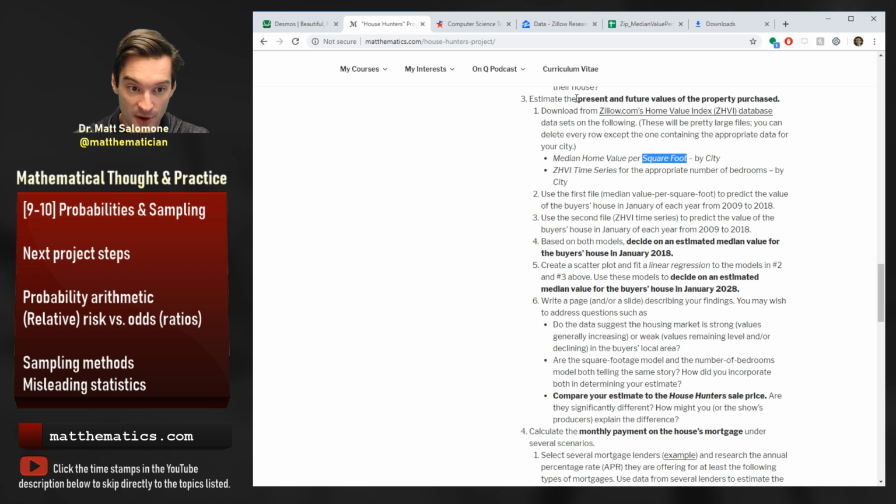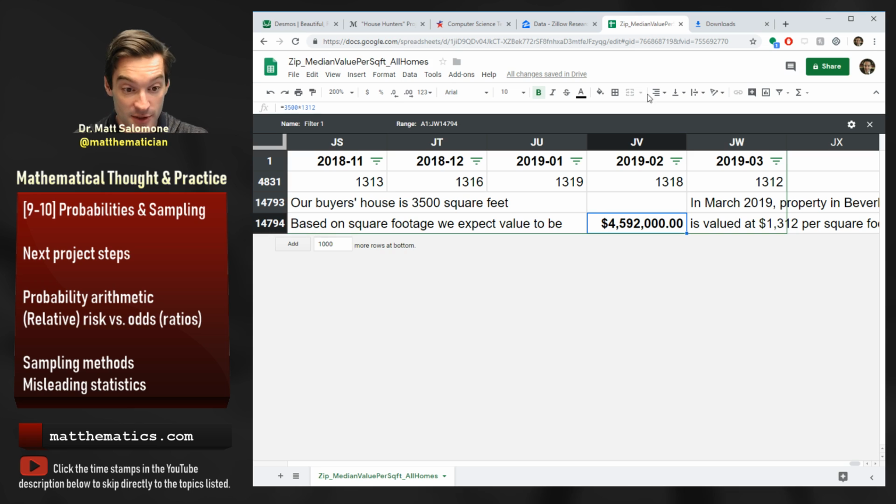Don't worry yet about this present and future value business. That we're going to worry about in our final step of the project, because we're going to have to also take inflation and other things into account. But for now, get that estimate for the value of the house, get that estimate for the incomes of your buyers, and you'll be in good shape as far as the project step goes.